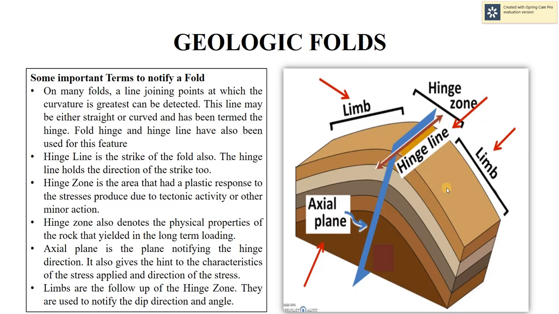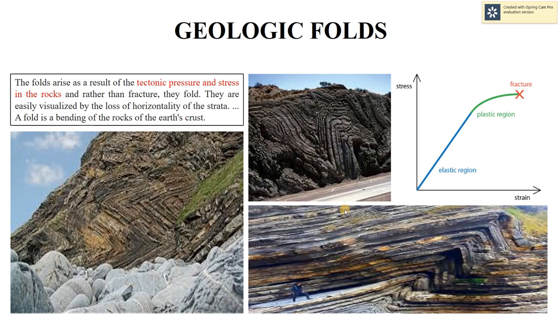So the hinge zone is denoted as the physical property of the rock that yielded to long-term loading. The next is the axial plane. Now the axial plane is the imaginary plane that gives you a hint of the stress, where the stress was applied. Now, looking back at this picture, you can see the hinge lines over there.